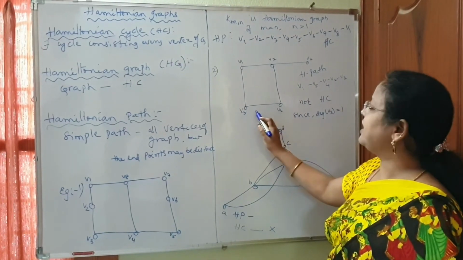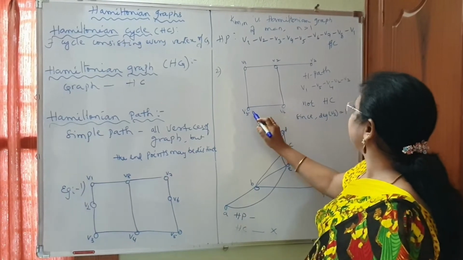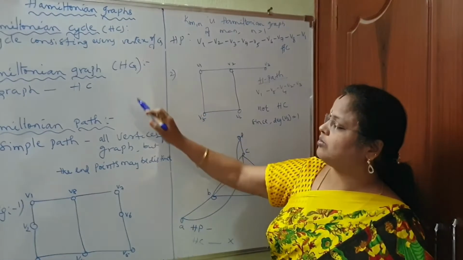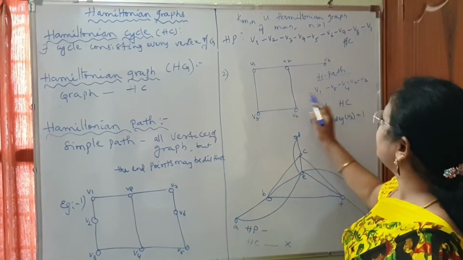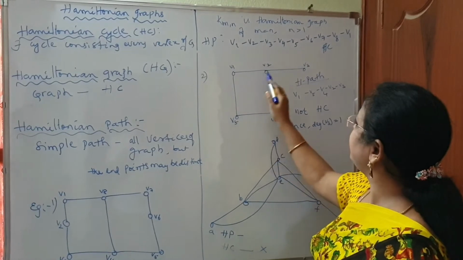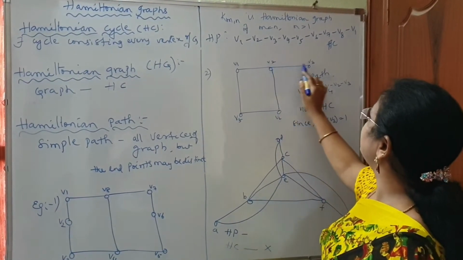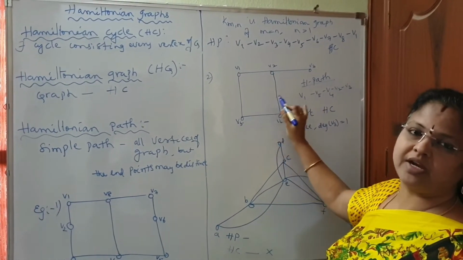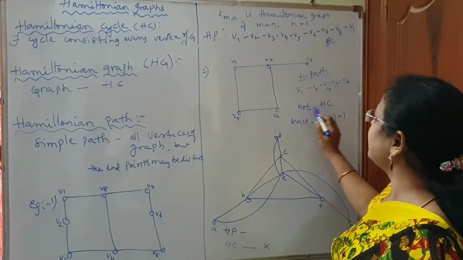And next here I have taken another example. Again it is an undirected graph. Here the Hamiltonian path is nothing but a simple path in which all the vertices must be included. So if you look here, V1 to V5, V5 to V4, V4 to V2, V2 to V3. This is a Hamiltonian path. From this graph we can write this Hamiltonian path, but it does not have a Hamiltonian cycle.